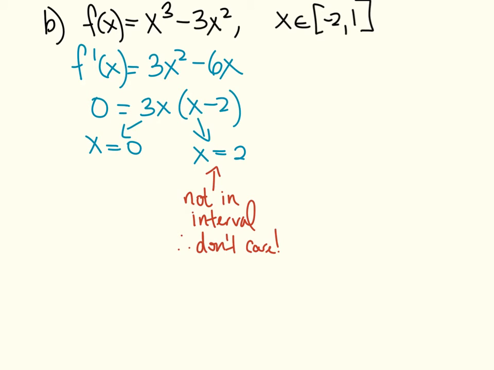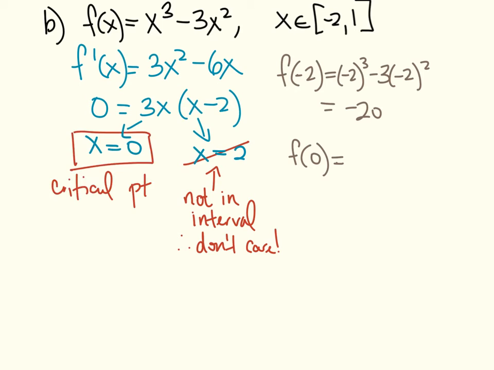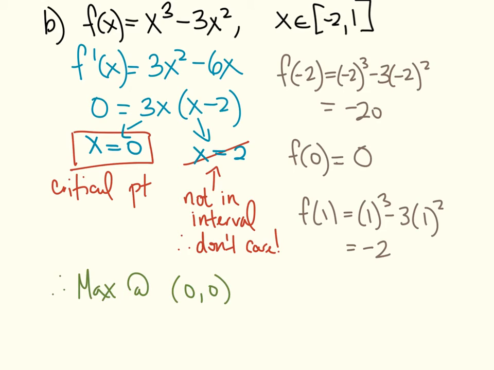And so we want to check out f of -2, because that is our endpoint, and evaluate that. And it comes out to -20. We want to check out x equals 0, because that's our critical point, and that is going to be 0 if you plug 0 in, and f at 1, because that is our other endpoint, and that's going to be -2. And so looking at our values, we can see that we have our max at 0, and our min is at -20, which is when x is equal to -2.